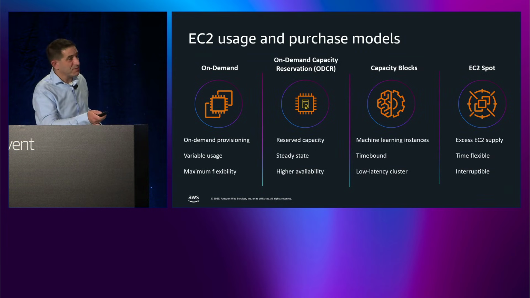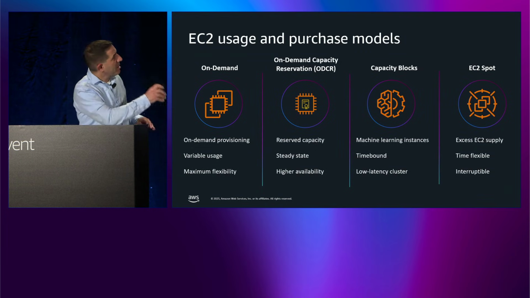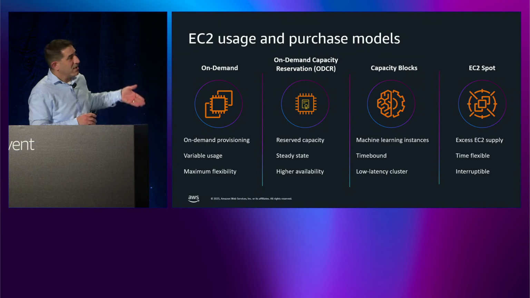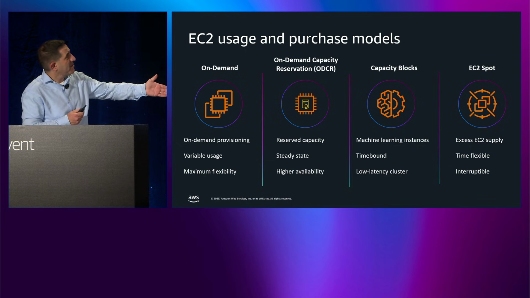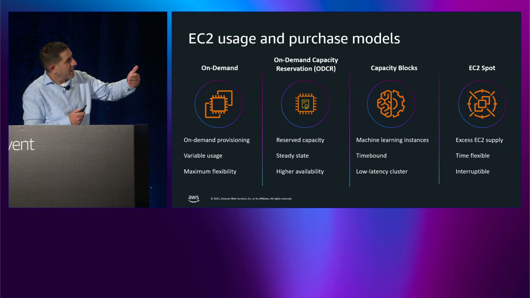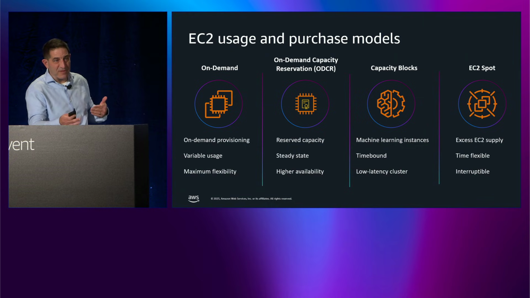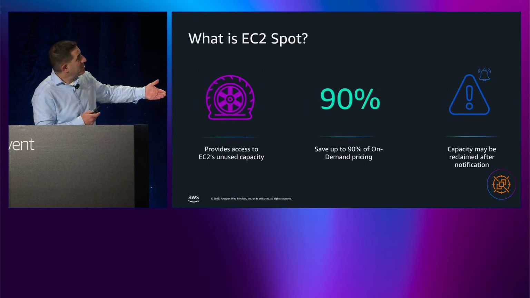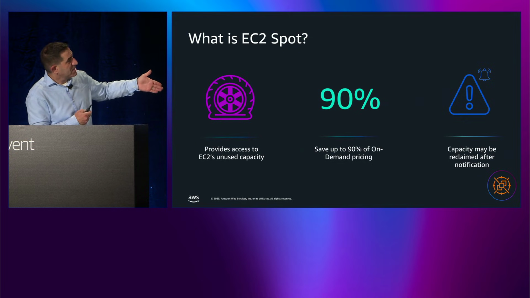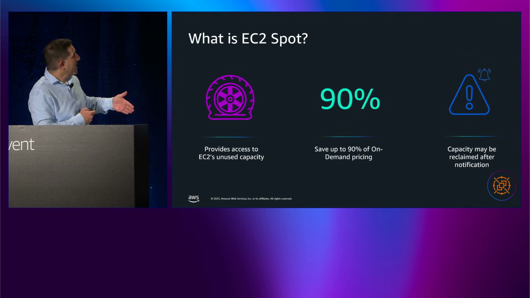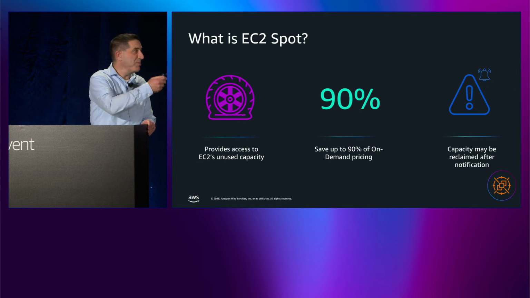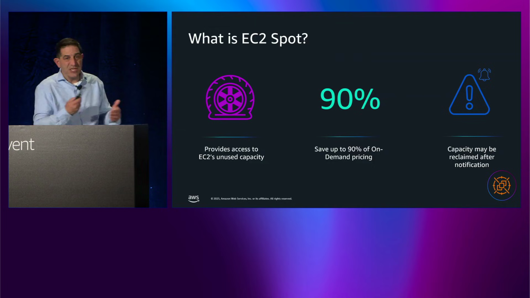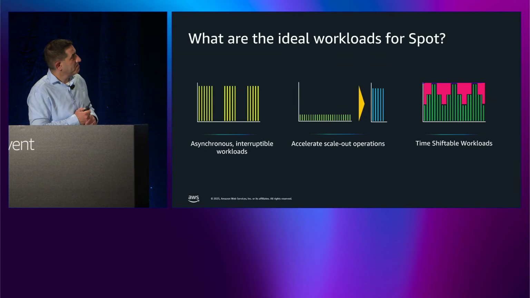Okay, so purchase options. I know I had a question in the audience around optimizing across different purchase models. So we offer a combination of usage and purchase models: on-demand, capacity reservations, capacity blocks, and EC2 spot instances. Each of these has benefits. What you can do is utilize all of these across your environment, and then layer things on top of them, like spot for interruptible workloads that really taps into our unused capacity, but can provide savings of up to 90% off of the on-demand pricing in exchange for allowing your workload to be interruptible.